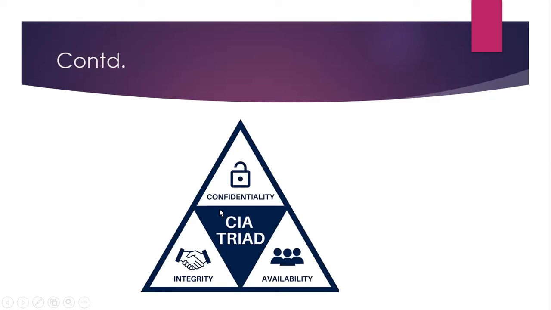The CIA triad: we have confidentiality, integrity, and availability. Confidentiality in this context is to protect the company's resources against unauthorized access. They should not get into unauthorized hands. We should focus on who is given permissions to perform particular functions. So that is what we focus on in confidentiality.